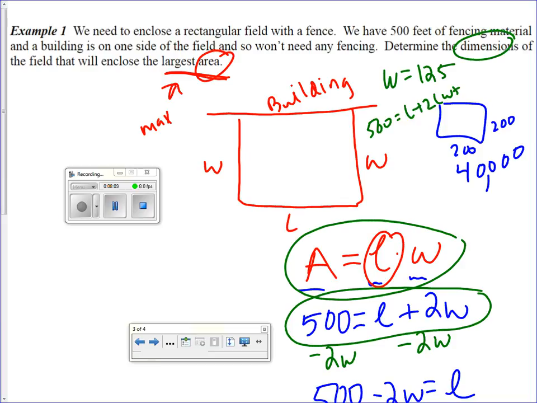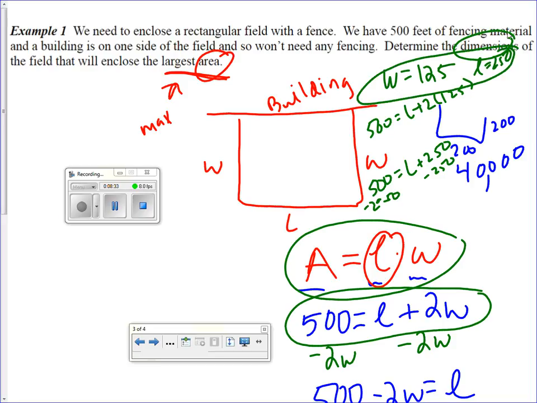knowing that the width is 125. That's 2 times 125 that I'm writing right there. So 2 times 125 is 250. So the length is 250. So now I've answered the question. The question is, what are the dimensions that will enclose the largest area? And the answer is a width of 125 and a length of 250. Let's look at one more example.